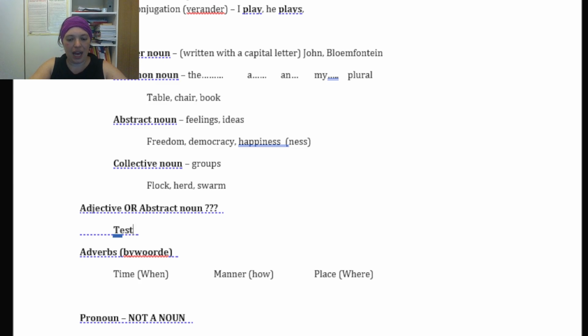Okay, so test. Abstract nouns can have the. So hulle gaan nie noodwendig al 3 altyd werk nie. Soos jy gesien het met happiness, kan jy nie sê 'n happiness nie, dit is weird. My.